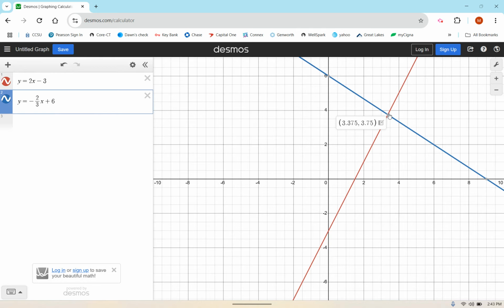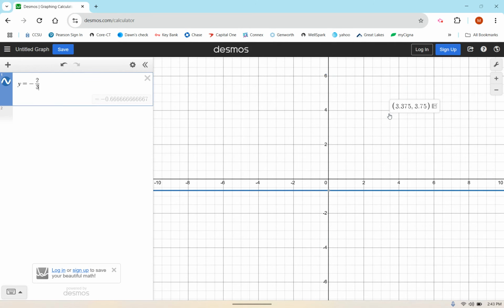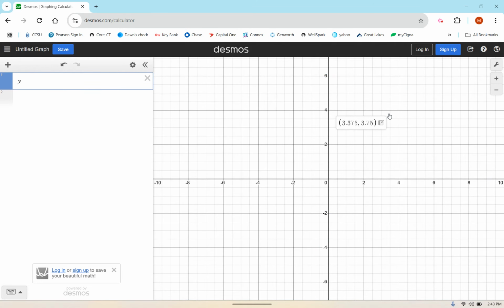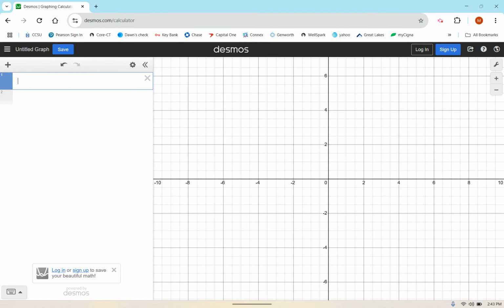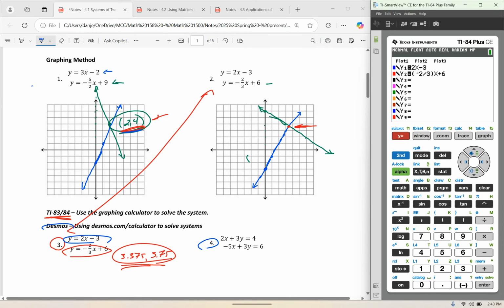Now, what I like about Desmos is that, I'll erase both of these, I guess. So if I go back to look at number 4, the first equation is 2x plus 3y equals 4. In Desmos, I can just type 2x plus 3y equals 4, and Desmos will graph that equation in standard form quite nicely. Notice again that the graphing calculator has to be solved for y.